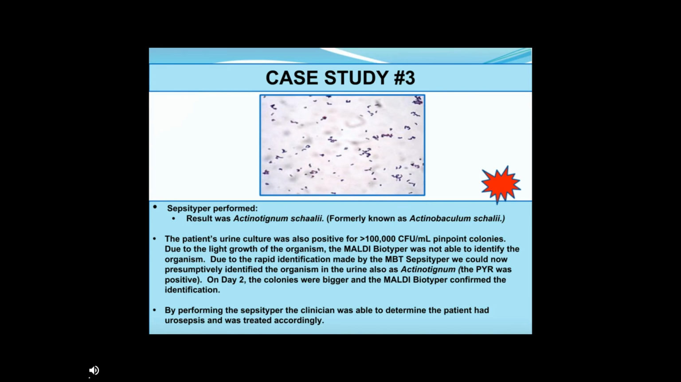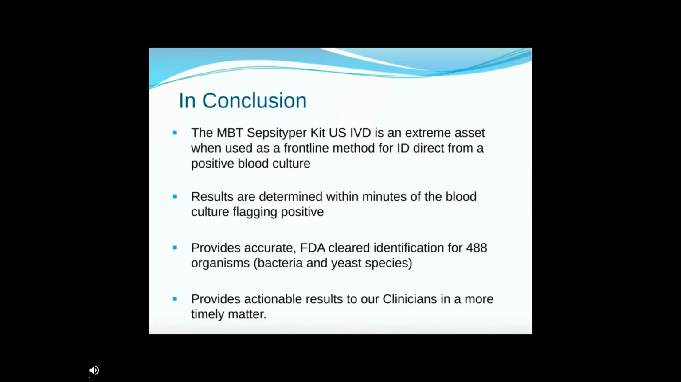They were able to use the MALDI on the colony, and they also confirmed that the Actinotignum was in the urine. So this was great because we were able to inform the clinician that the positive blood had the Actinotignum. The urine did have greater than 100,000, but it was pinpoint. But at least now the clinician is able to connect the dots and understand where the sepsis is coming from. So just some great work that we were able to do using the Sepsityper and providing the clinicians and pharmacy with all the information that they need to be able to help treat and change therapy for these patients as needed.